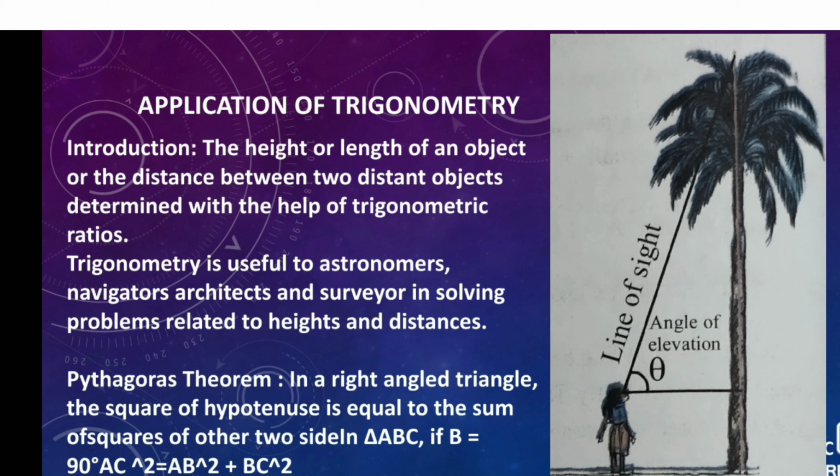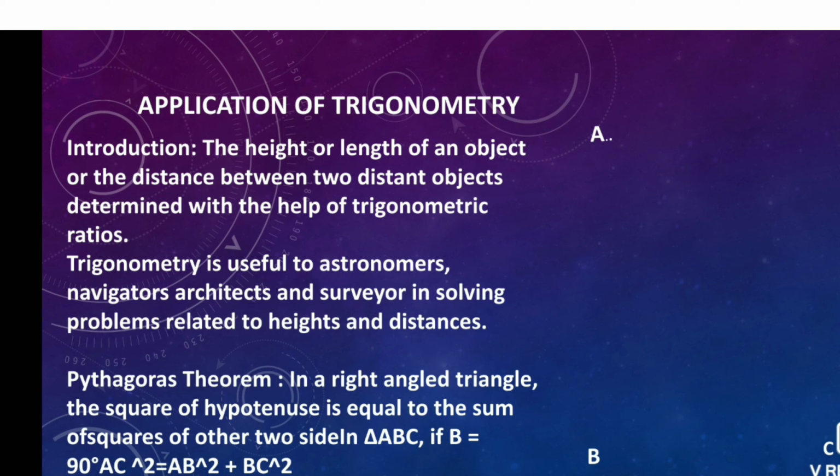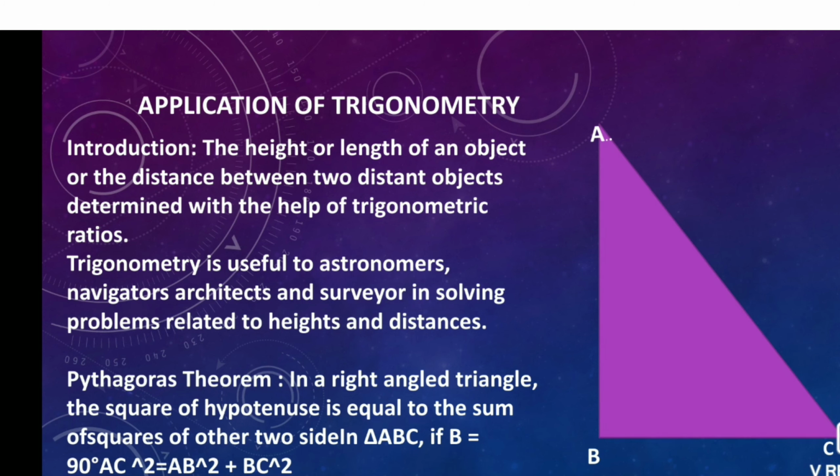If we need to find such heights and distances, we use trigonometry. Trigonometry is useful to astronomers, navigators, architects and surveyors in solving problems related to heights and distances. Here we also use the Pythagoras theorem. In a right angled triangle, the square of the hypotenuse is equal to the sum of the squares of the other two sides. In triangle ABC, if angle B is equal to 90 degrees, AC square is equal to AB square plus BC square.